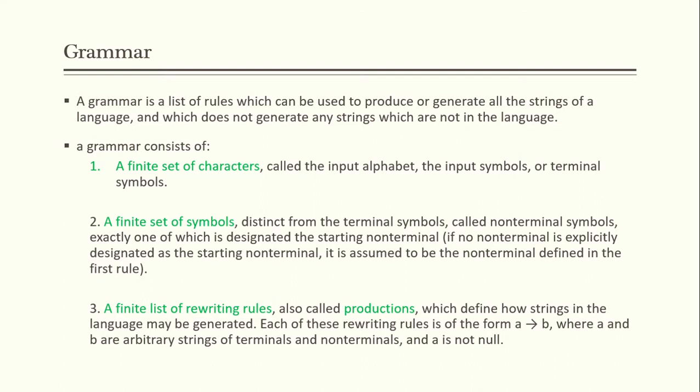The third one, a finite list of rewriting rules, is also sometimes called production rules, which define how strings in the language may be generated. So the production rules will determine how we derive a string for our language. Each of these rewriting rules is of the form A goes to B, where A and B are arbitrary strings of terminals and non-terminals, and A is not null. So A must not be null, with at least one non-terminal in A. A and B can consist of a mix of non-terminals as well as terminals.